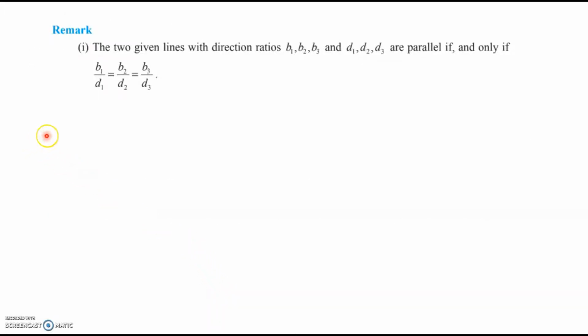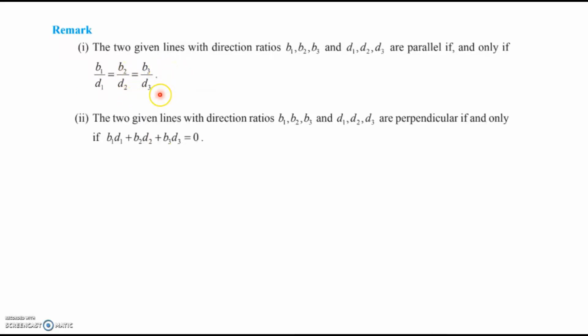Let's come up with some useful inferences. The two given lines with direction ratios b1, b2, b3 and d1, d2, d3. So you have two lines. The first one has direction ratios b1, b2, b3 and the second one is d1, d2 and d3. These two lines are parallel if and only if the ratio b1 by d1 is equal to b2 by d2 and it's equal to b3 by d3.